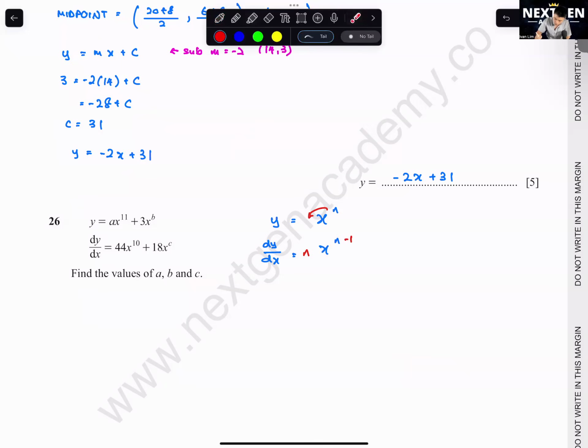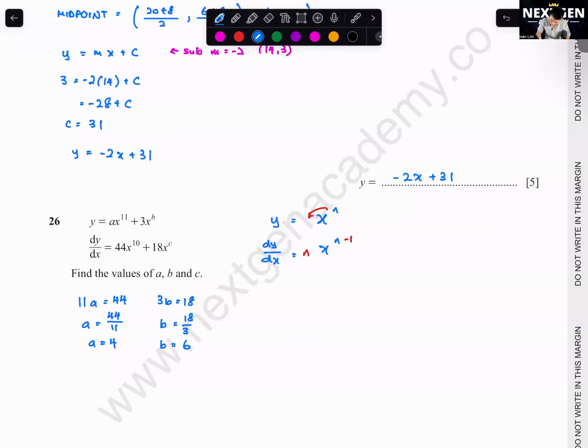Okay, so n times x to the power of n minus 1. This one we can use in the expression here. To get 44, can we say it is 11 times a? 11a equals 44, because we take the power and multiply with the value in front. Therefore, a is 44 over 11, which is 4. Okay, let's look at b. b is this times this equals to this. So 3b equals 18. This is the same concept. 18 over 3, b equals 6.